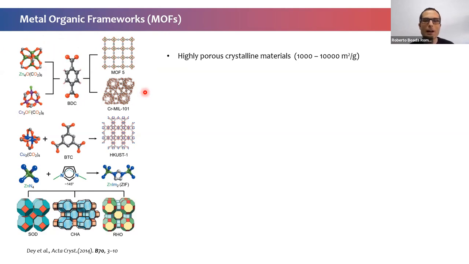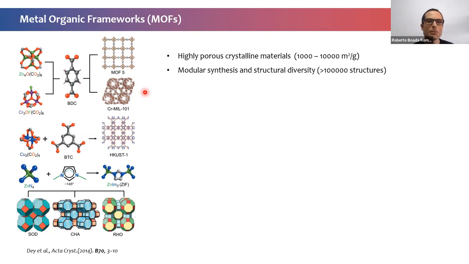And in most cases, they are highly porous crystalline materials. That means that we can characterize them by using XRD. And they have really high surface area, so we are talking about 1,000 or 10,000 square meters per gram of material. This is huge. If we compare with zeolites as the prototypical material, we can see that MOFs have much more surface area.